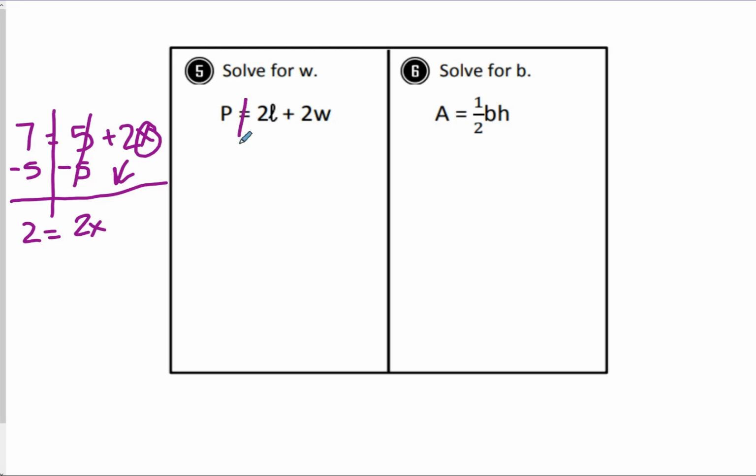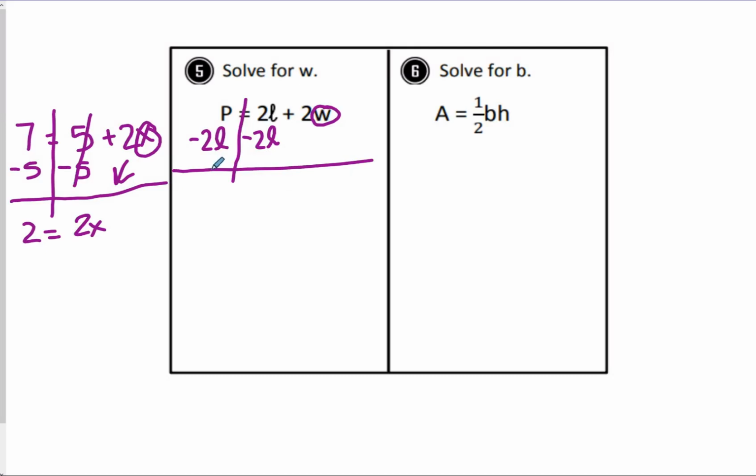What do you think is the first step for example 5? Hopefully you saw that if we're solving for variable w, we are going to move the 2L to the other side. Because it's being added, we are going to subtract it, which is the inverse. What we do to one side, we also need to do to the other side.